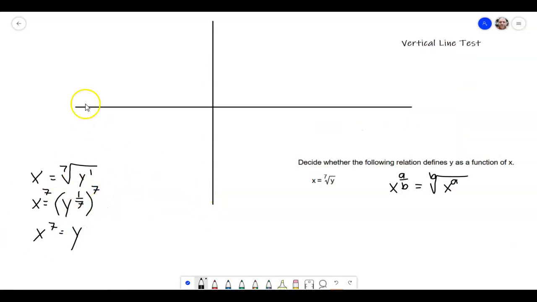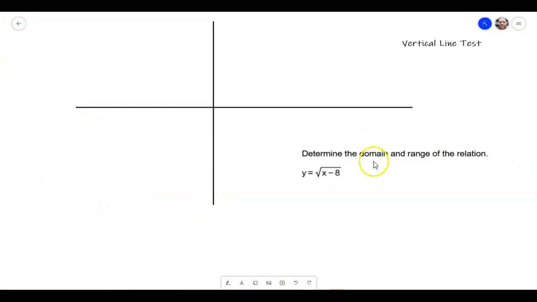All right, let's take a look at another example. Okay, so this next example says determine the domain and the range of this function. They call it a relation. It's also a function. Well, we don't actually know if it's a function yet. That's why they call it a relation. But we have y is equal to the square root of x minus 8.